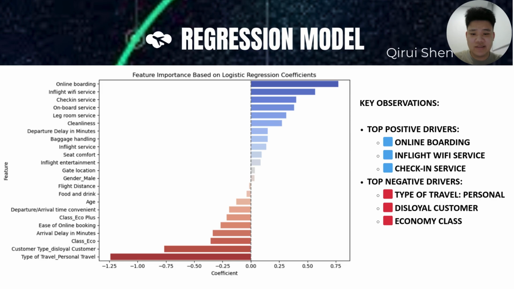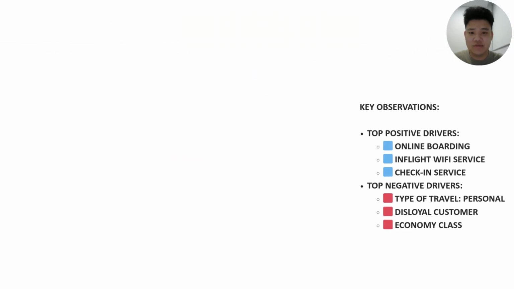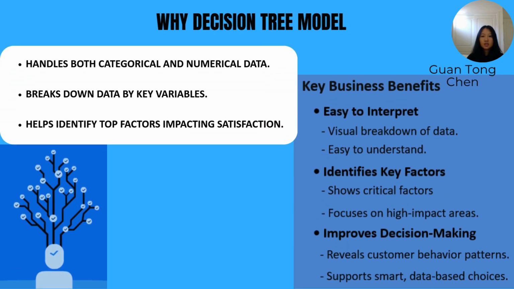These findings suggest that the airline should invest in digital service improvements and targeted loyalty strategies, especially for leisure and economy passengers. Overall, our model not only provides strong predictive accuracy, but also delivers clear strategic guidance for enhancing customers' experience. So, why decision tree model?